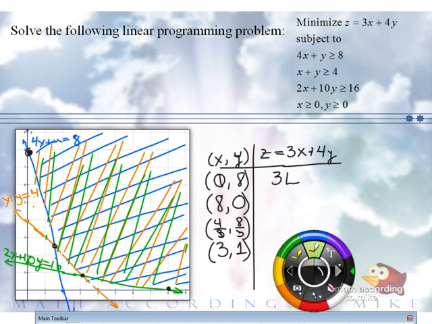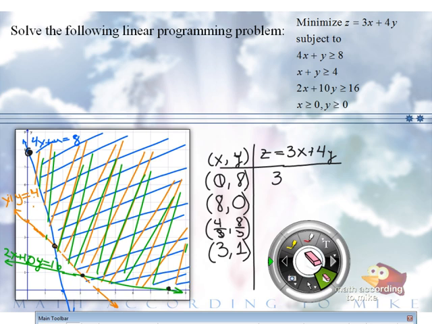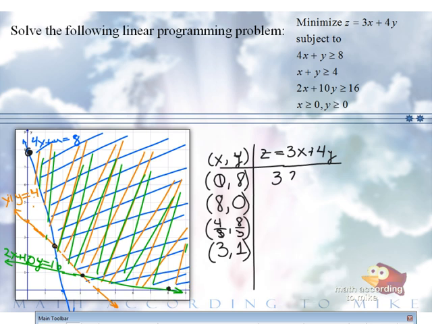If we put in 8 for x, 0 for y in the second one, what do we get? 24. 4/3 for x, 8/3 for y. You can give me a decimal if you want. 10.67 plus 4. 4 plus 10.67. So 14 2/3.